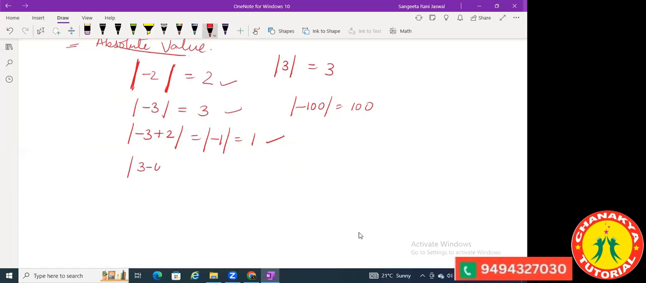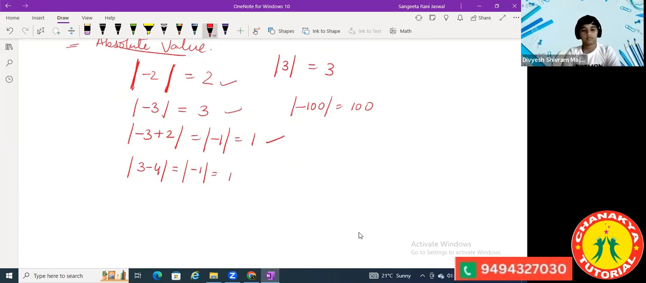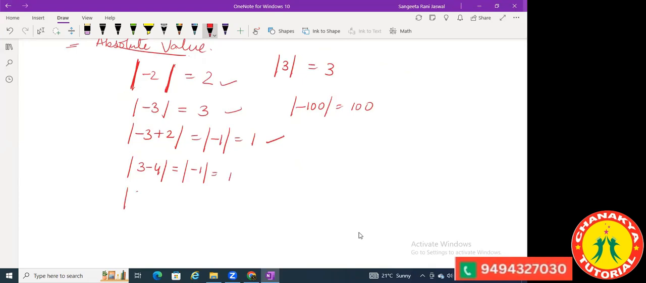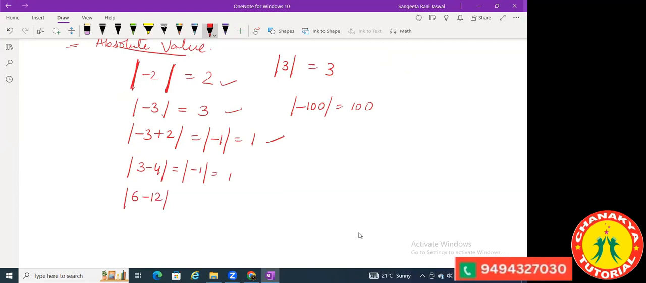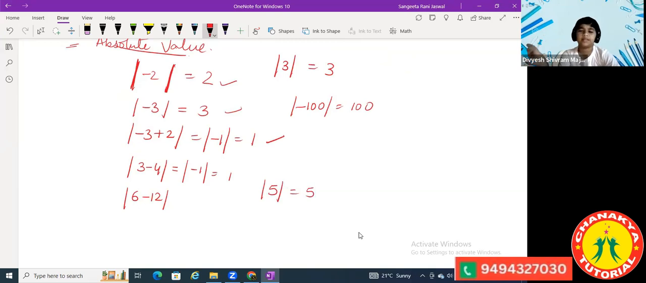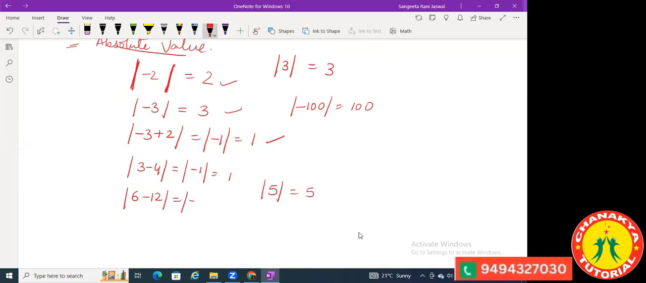Suppose I put 3 minus 4. That is minus 1, and it will come out positive. If I put a positive number inside these two sticks, positive is already positive, so it comes out positive. That means the absolute value of any number is positive. Whatever comes out of these magical sticks will be positive.